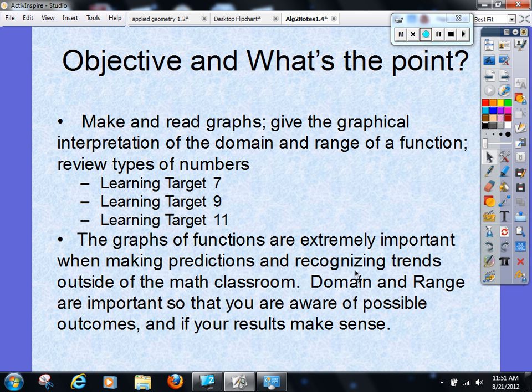The graphs of functions are extremely important when making predictions and recognizing trends outside of the math classroom. Domain and range are important so that you are aware of possible outcomes and if your results make sense. Basically, every career you could possibly think of entering makes decisions based on data. In education, we rely on your test scores to see if the things we are doing are working, if you guys are learning a certain way. Businesses, obviously, will go off of sales, if certain marketing techniques are working and whatnot. Almost every career uses data, and the graphs of them are very important along with the domain and range to see if the data you're collecting is giving you possible outcomes and if it even makes sense.